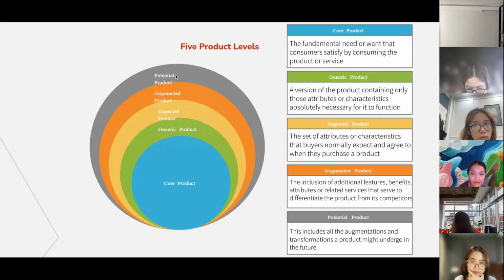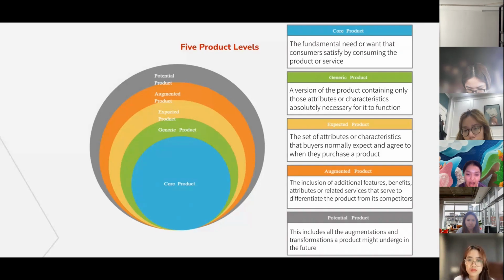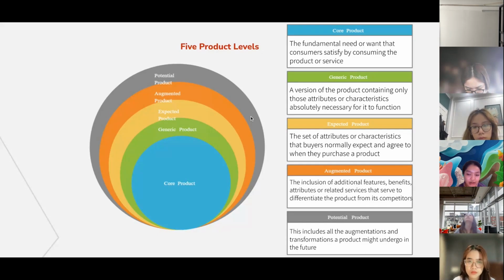The first one is core benefit, which is the fundamental need the consumer satisfies by consuming the product or service. Next one is generic product, which is a version of the product containing only those attributes absolutely necessary for it to function. Next one is expected product, which is the set of attributes buyers normally expect and agree to when they purchase a product. Next one is the augmented product, which includes additional features, benefits, attributes, or related services that differentiate the product from its competitors. And the last one is potential product, which includes all the augmentation and transformation a product might undergo in the future.